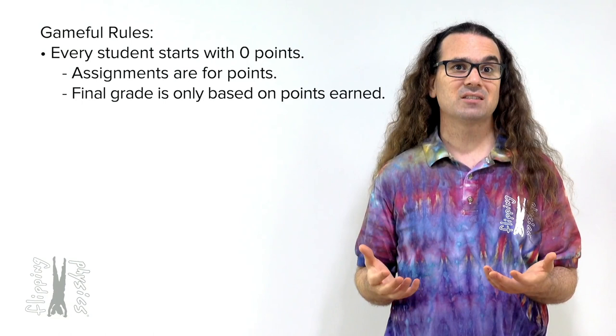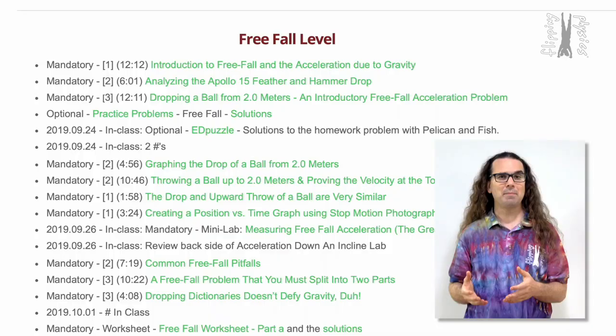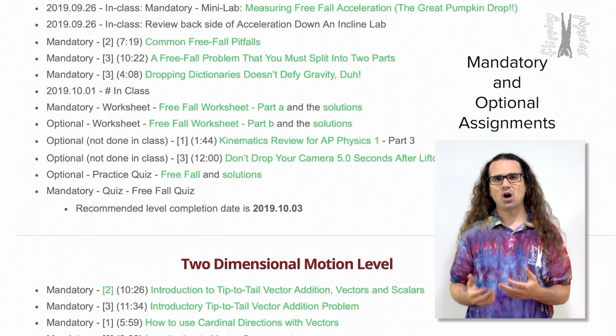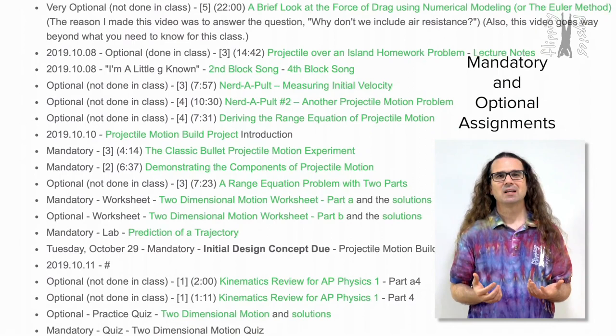Actually, I will point out that at the beginning of the semester, I give the students access to a webpage which lists every assignment for the semester. Some assignments are mandatory and some assignments are optional. All the assignments are listed in the order I recommend students do the assignments, and they are grouped by level. Each level is a general topic students need to learn. At the end of each level is a quiz.